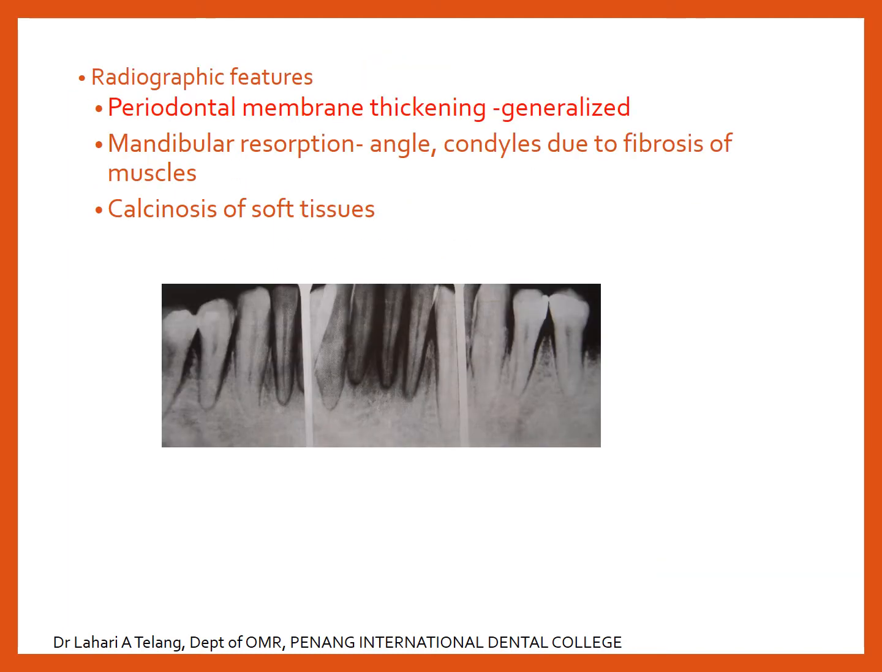The radiographic features in the maxillofacial region would be widened periodontal membrane thickening, and this could generally be generalized involving all of the teeth like the image shown here. Also, extensive amount of sclerosis happening in the muscles could cause mandibular resorption at the angle and the condyle. Calcinosis of soft tissues also happens because of deposition of calcium deposits or calcification of the soft tissue region.